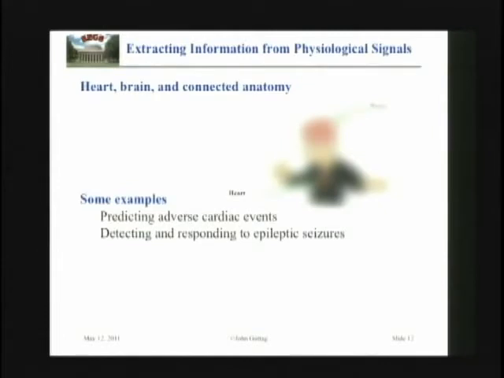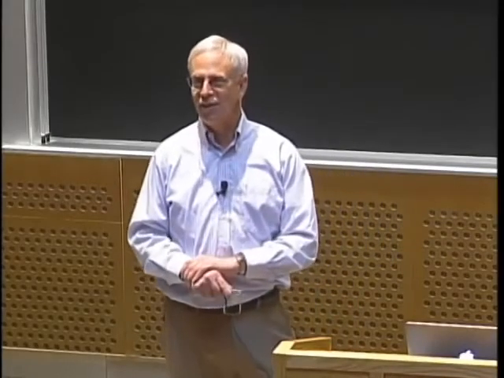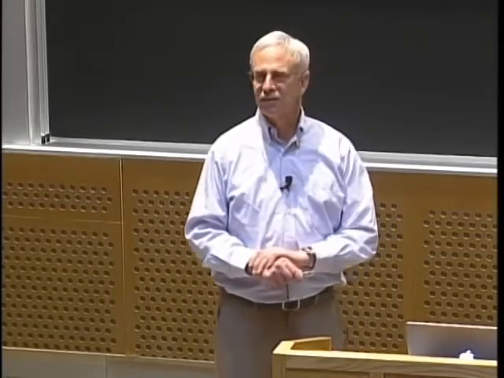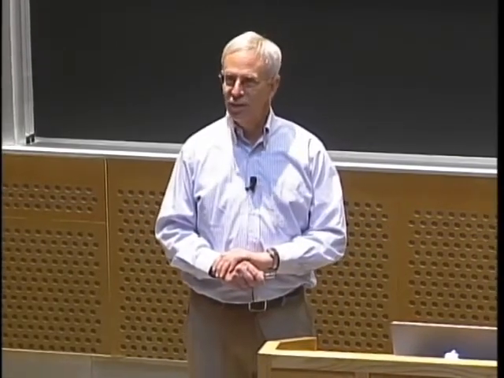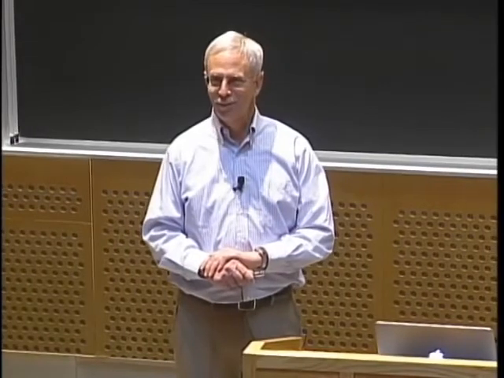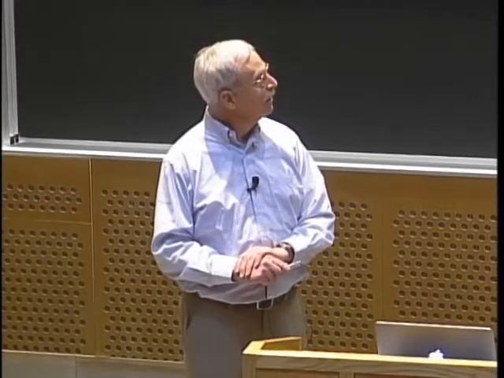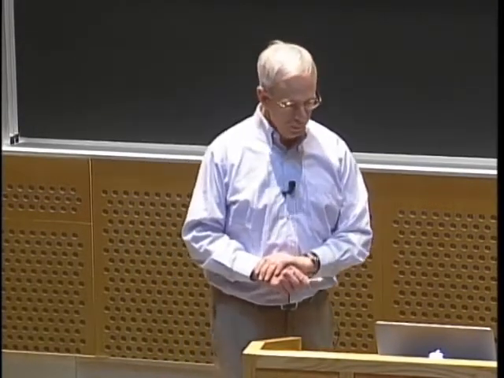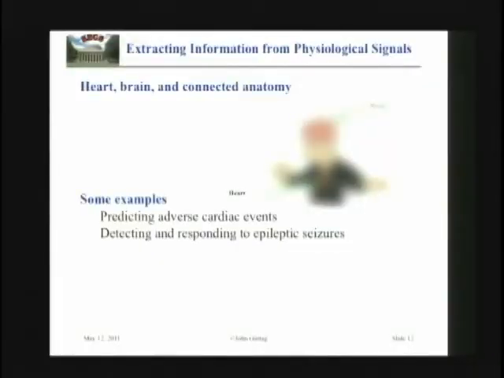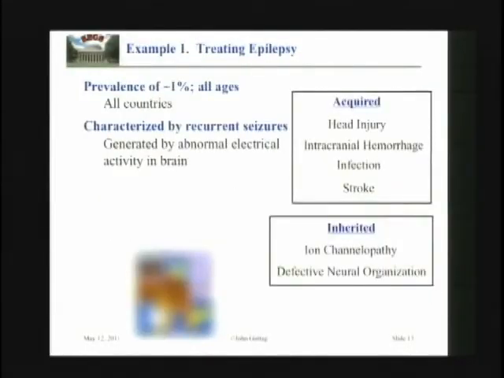Some of the examples we're interested in are predicting adverse cardiac events. And for that, you can think about death from a heart event, heart attack. And we spent a lot of time dealing with epilepsy. So let me give a little bit more detail about these two examples, because each of them relate to things we've covered in 600. So epilepsy, an interesting disease.